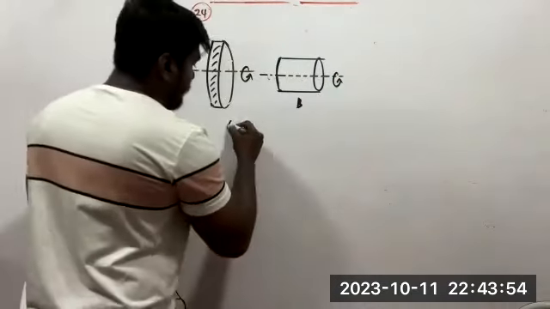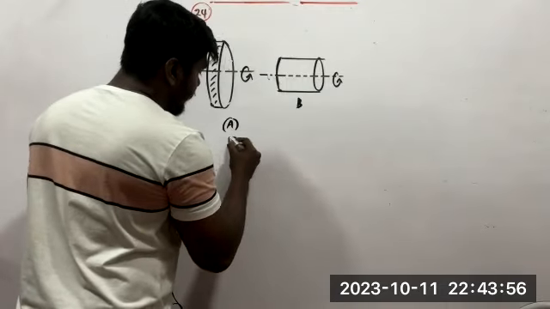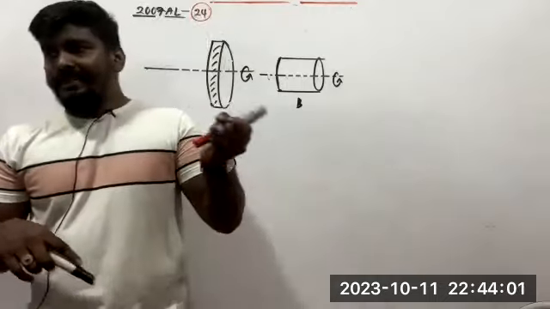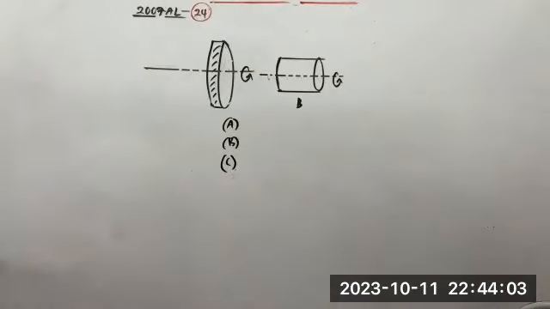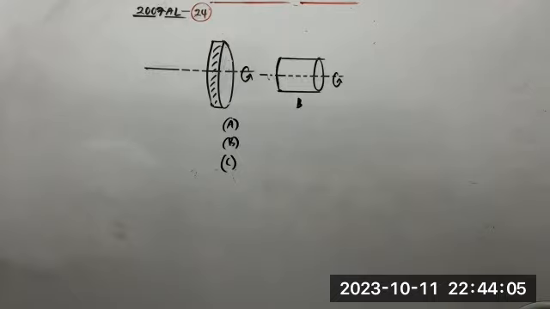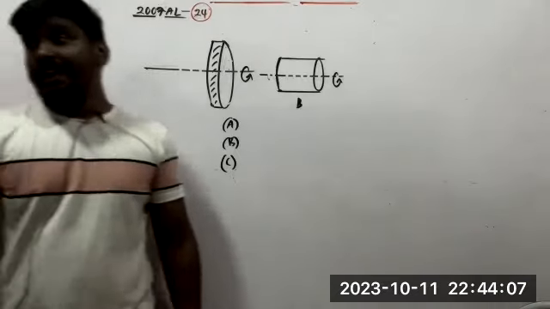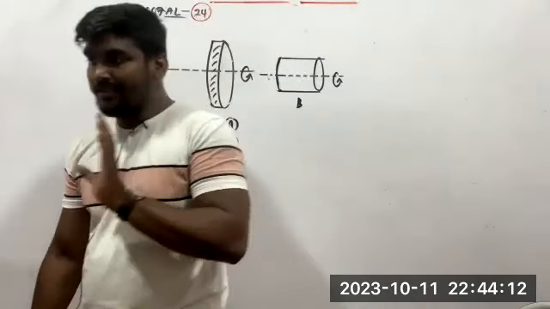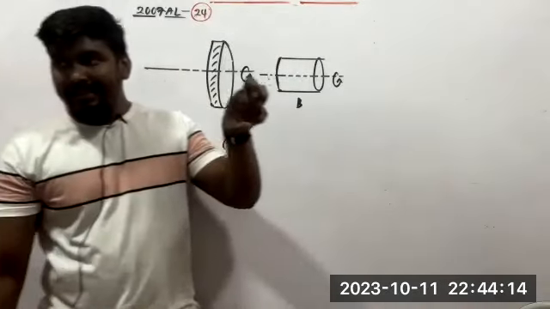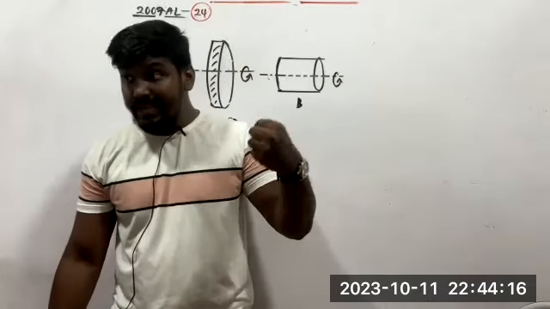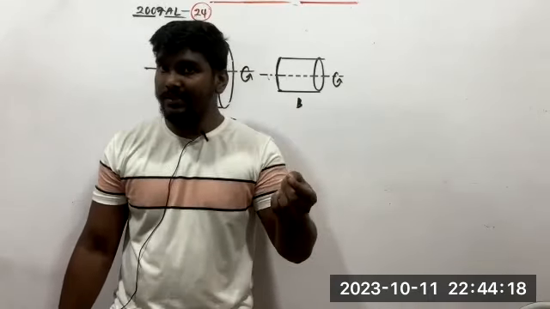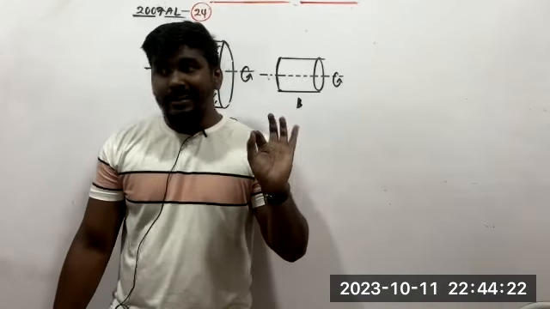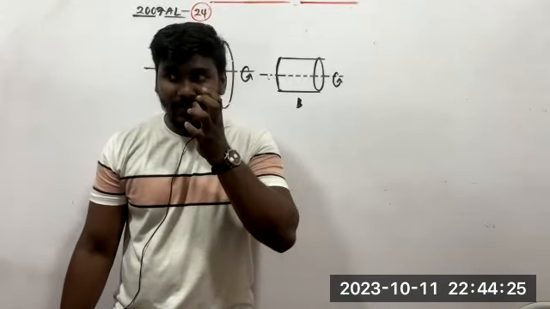Now there are three statements: A, B, and C. Statement A: the disc A takes longer time than B to gain a given speed under an external force acting through the center of the disc. This is very important.